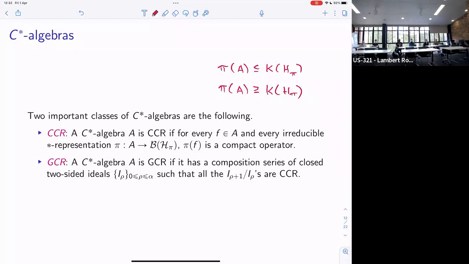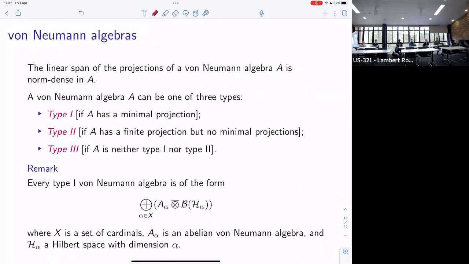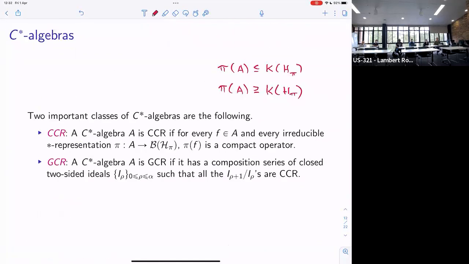Sorry, hang on. How did you say the second thing followed, that for a GCR it contains the compact operators? That's not obvious. Yeah, don't worry about the proof of that. I'm just noting that.